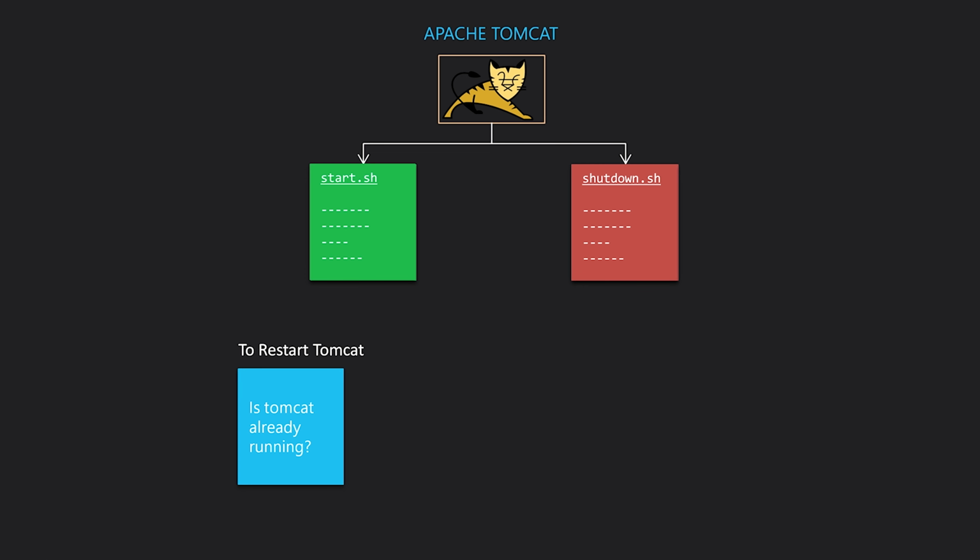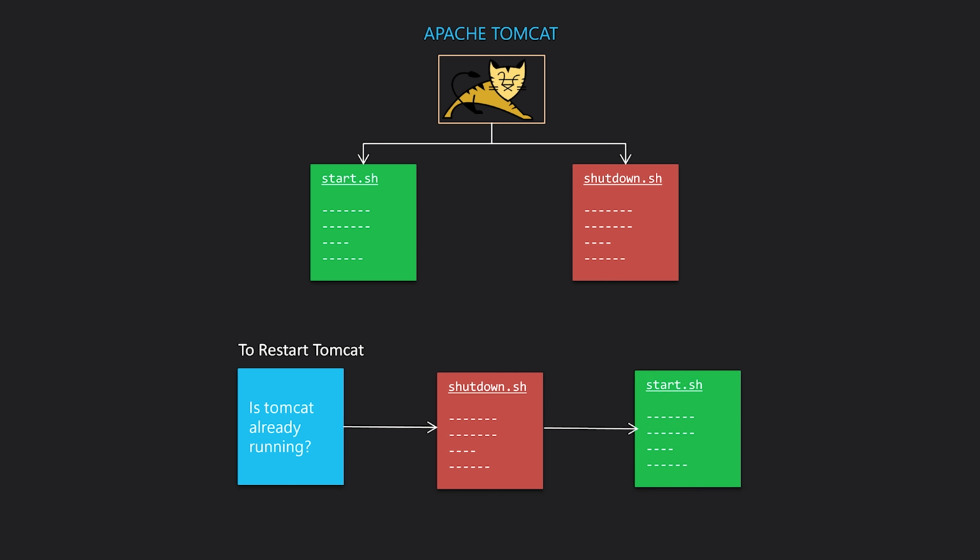To restart the Tomcat server, I would have to first execute shutdown.sh to stop it and then execute start.sh to start the server again. It might take anywhere from 30 seconds to 1 minute to restart the Tomcat manually. Instead, I would create a single script that would restart the Tomcat on one single click. This would save almost 30 seconds to 1 minute every time I try to restart the Tomcat.